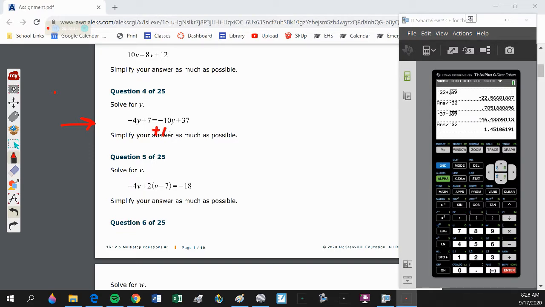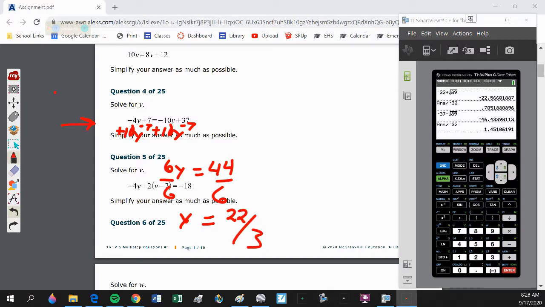But when we have a choice, we usually prefer to have a positive leading coefficient. So I will add 10y, and then I will subtract 7. So 6y equals 44. Divide by 6. Do 44 and 6 have any common factors? 2. So that would be 22 over 3. Oh, that's a subtract 7. You guys weren't paying attention. 30. And so divide 30 by 6, I get 5. That's a better answer. Okay.